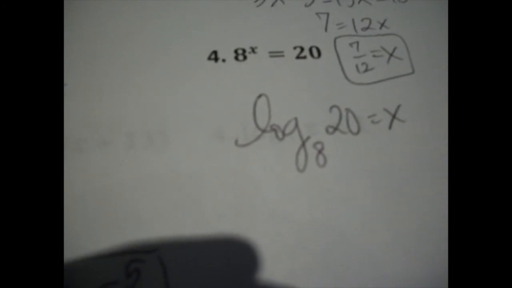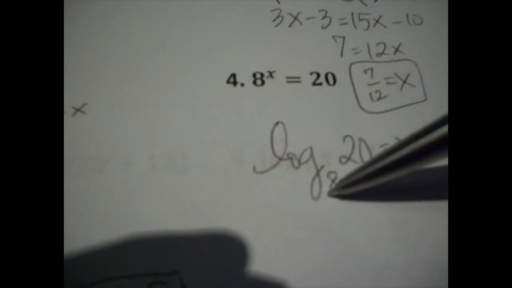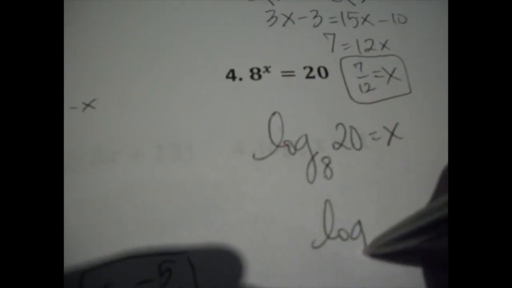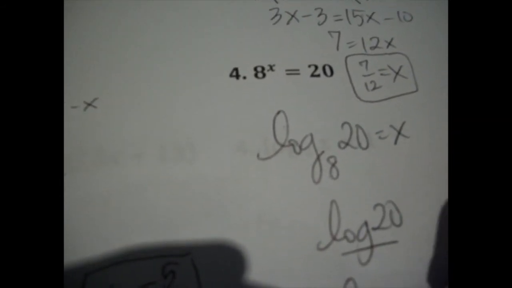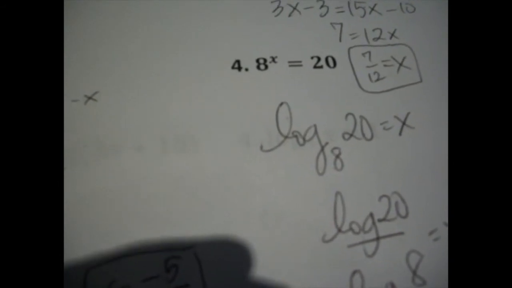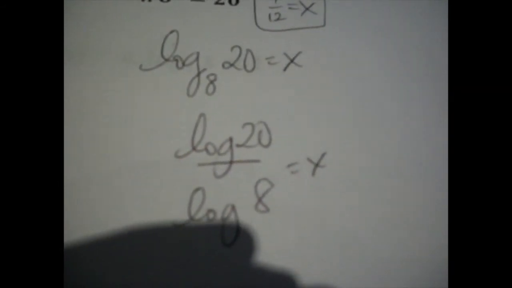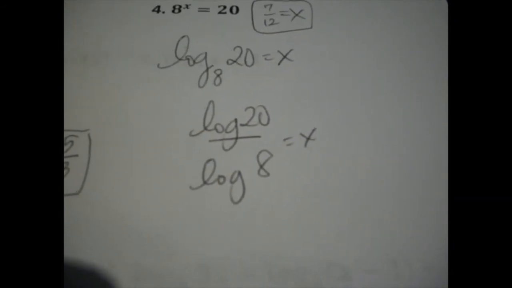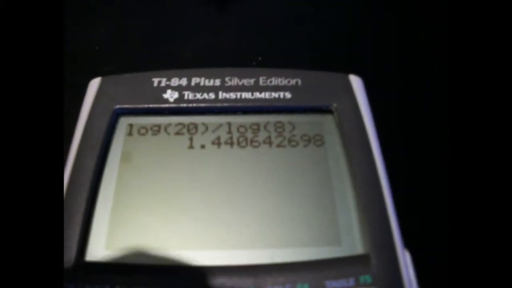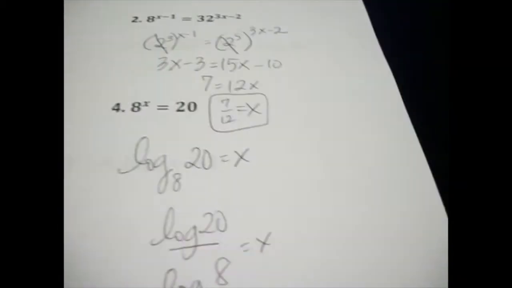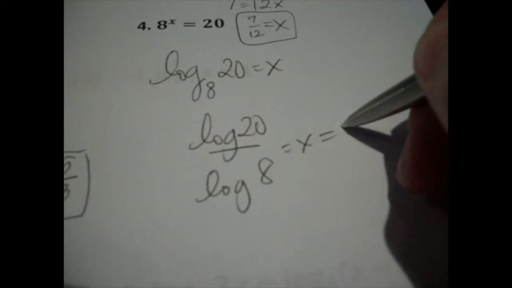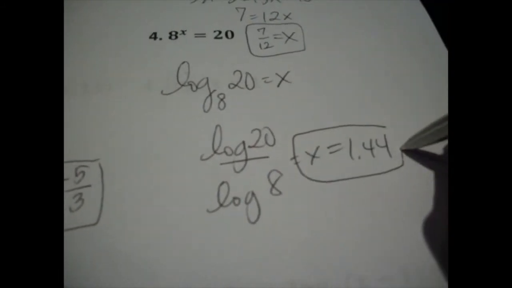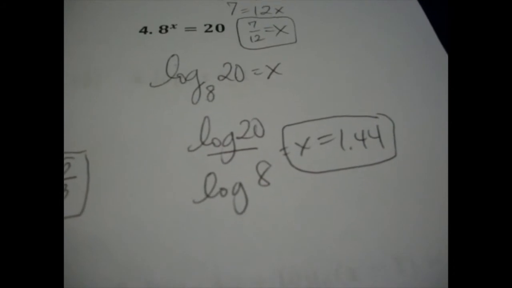Then you'll use the change of base formula from 7.5 to work this side out. So you're going to plug in the log of 20 divided by the log of 8, I get about 1.44. So I get x equals 1.44.